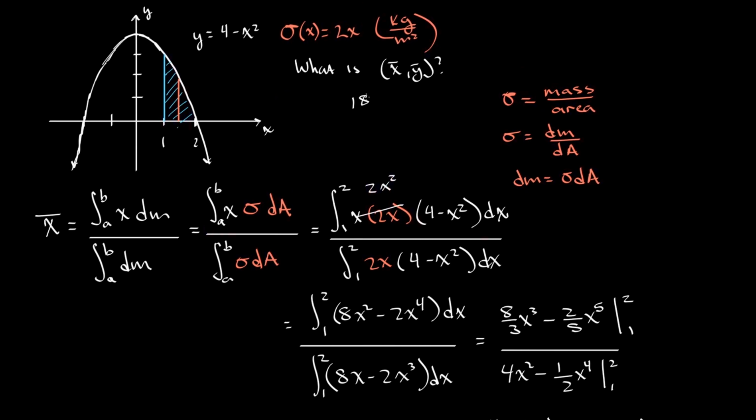There we go. 188/135 is the x-coordinate of our center of mass. In the next video, we'll talk about finding the y-coordinate of this center of mass, and we'll finish this off.